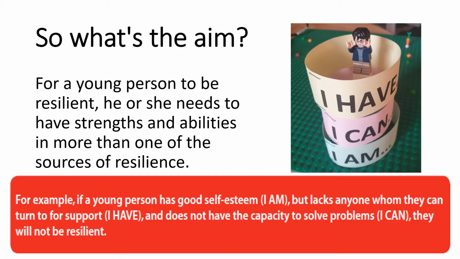When we think about how resilient a particular young person is, the aim is for them to have strengths and abilities in at least two of the three sources of resilience. Generally, this will equip them to be resilient. However, if this is not the case, a young person will struggle to be resilient. For example, if a young person has good self-esteem, I am, but lacks anyone they can turn to for support, I have, and does not have the capacity to solve problems, I can, they will tend not to be resilient.